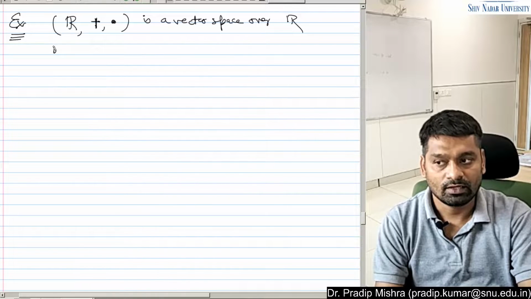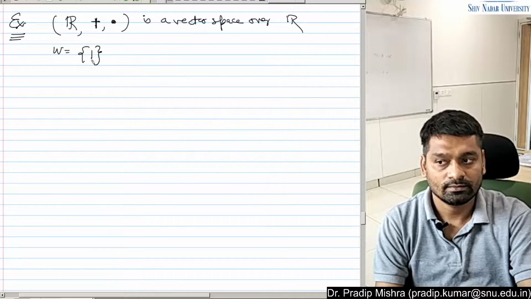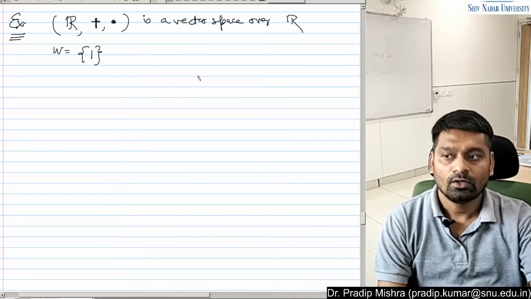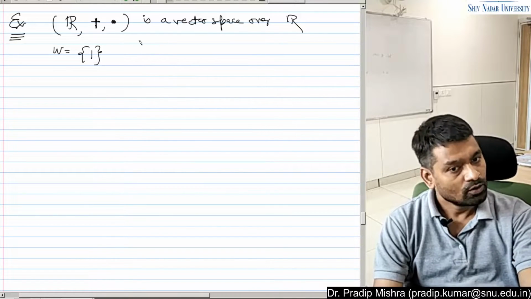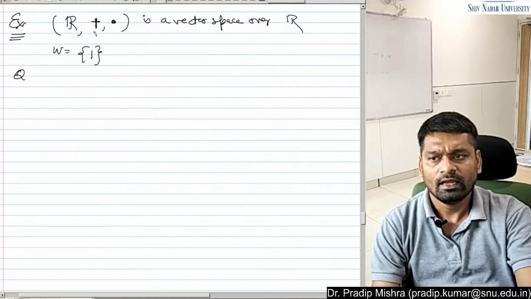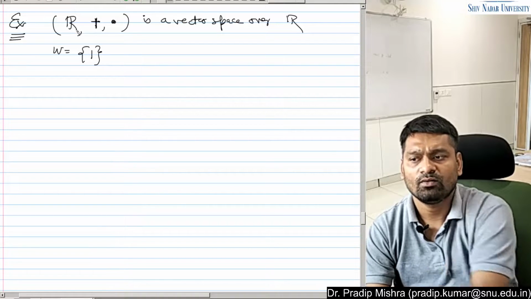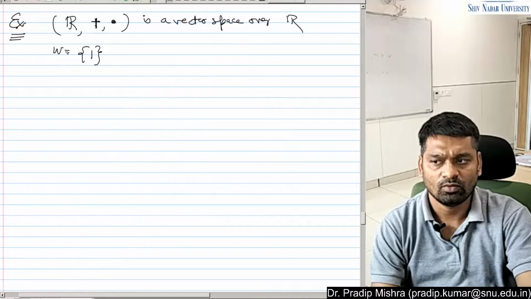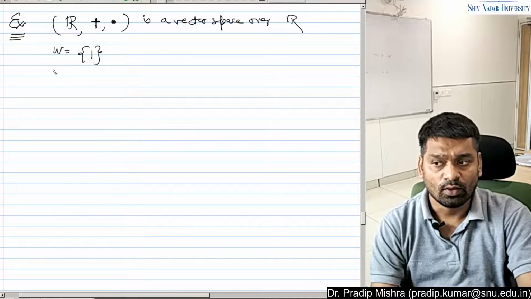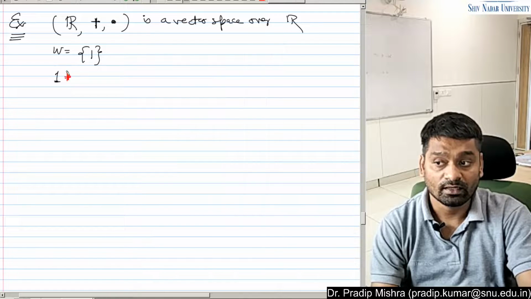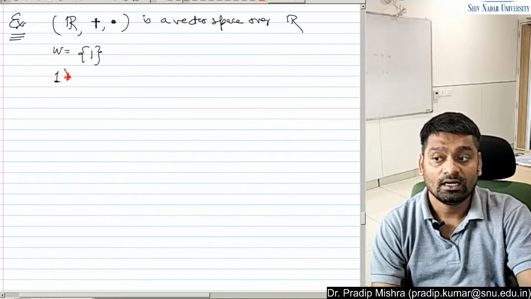Now let me call W. Let me take W equal to 1. The question is, let me define one operation on W. W has only one element, so I'm going to define 1 plus 1. This new plus I'm going to define, not the black plus, the red plus, equal to 1.